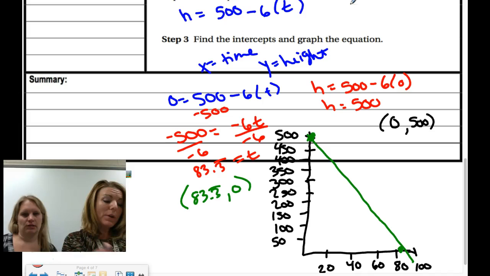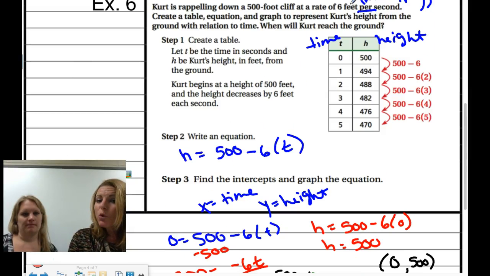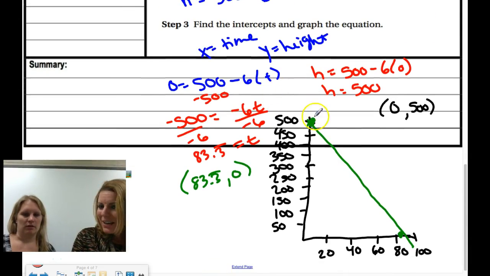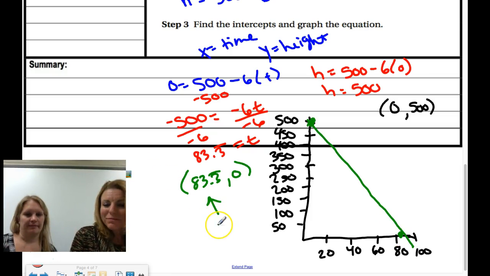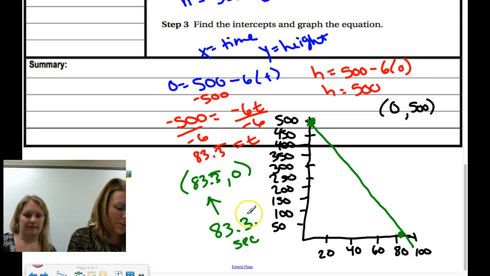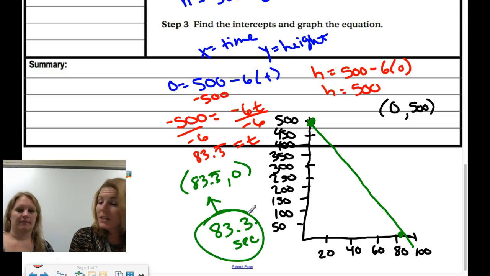We've done everything, but we still have to answer the question. The question is, when will Kurt reach the ground? Well, we already know the answer. Here's where he starts, and here's the ground. It took him 83.3 seconds. That's our answer. That's what we're going to be doing for these types of problems.